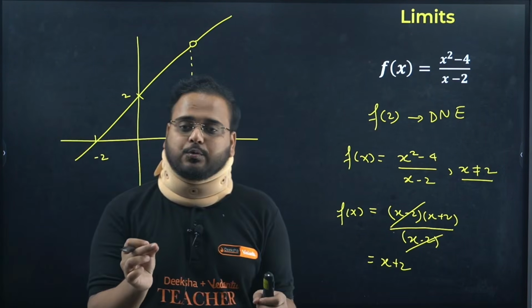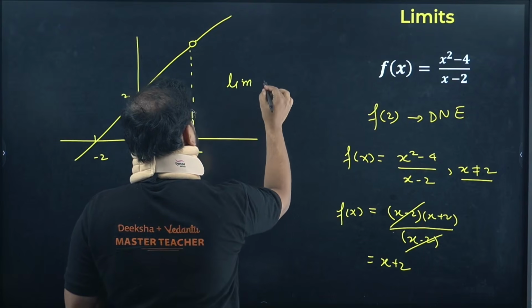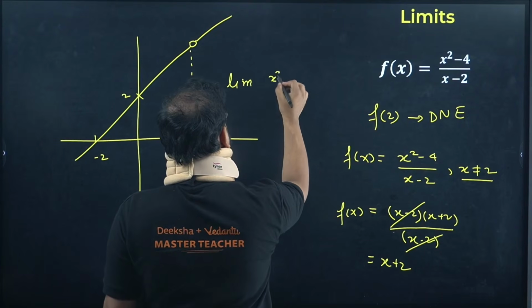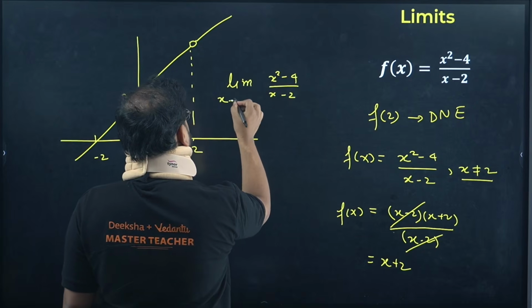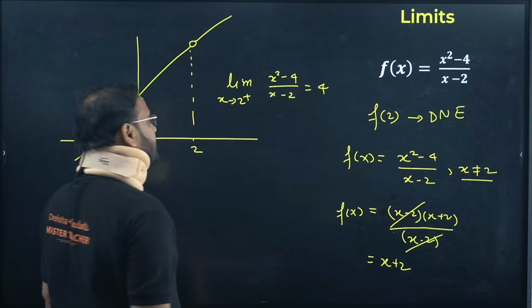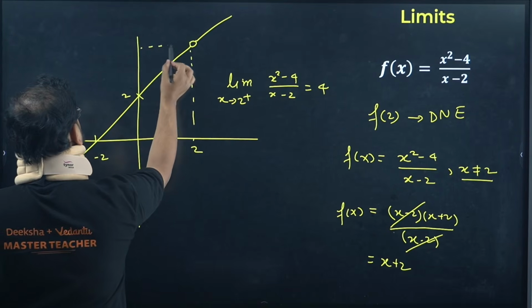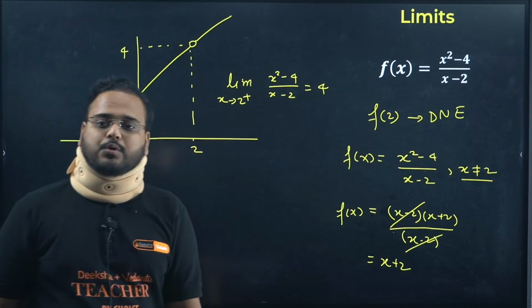So the limiting value, if somebody asks you, sir, limiting value of the same function, x square minus 4 upon x minus 2, when you approach this value 2 from the right hand side, the answer is what? 4. The answer is 4. Put here 2 value, 2 plus 2 becomes equal to 4.